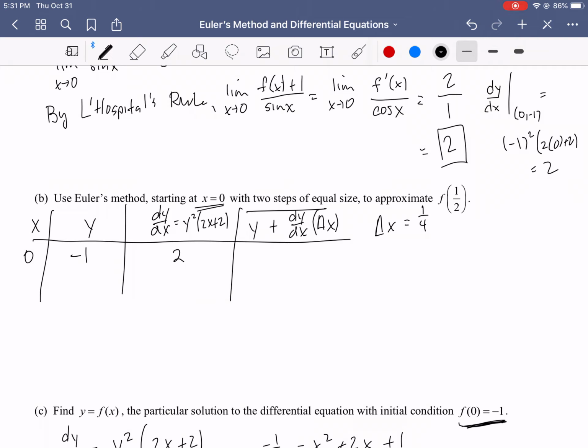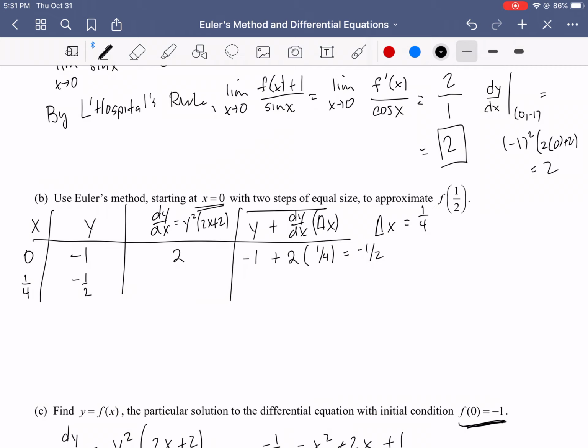And so my new y-coordinate is going to be -1, the current y-coordinate, plus the slope, which is 2, times delta x, which is 1/4. And so that's going to be -1 plus 2/4, which will be -1/2. And so my new y-coordinate on my next line will say -1/2, and my new x-coordinate is going to say 1/4 after I take a step of 1/4.